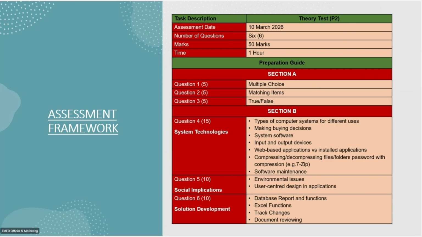Under question 5, we have the environmental issues. Now, my dear learners, as good as computers are, they do have effects on the environment. So this is where you look at things like green computing and the potential negative effects of the usage of the computer, such as pollution, e-waste, and health hazards. On pollution, you talk about noise pollution, air pollution, and water pollution.